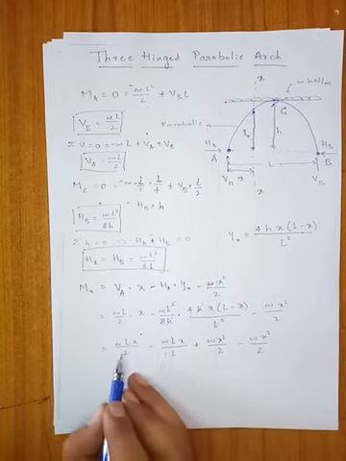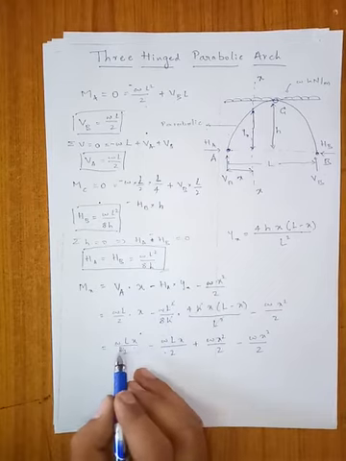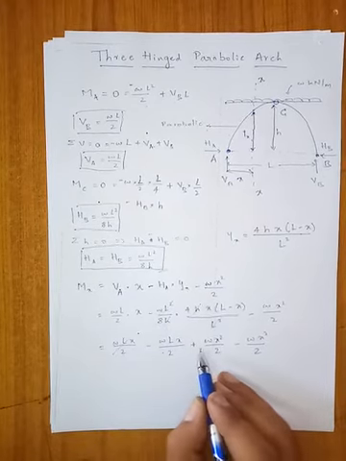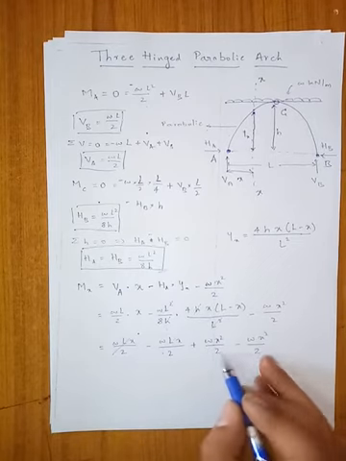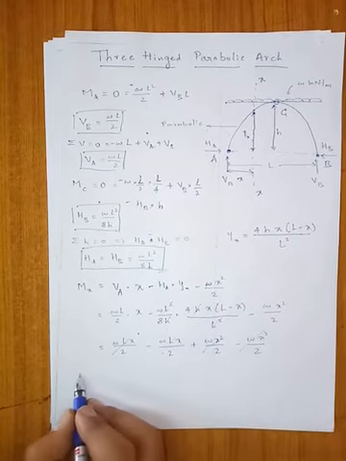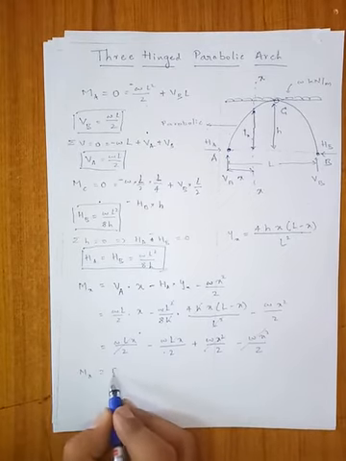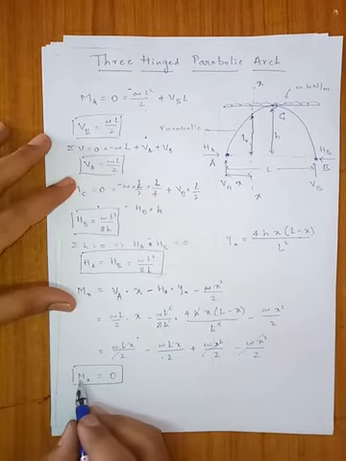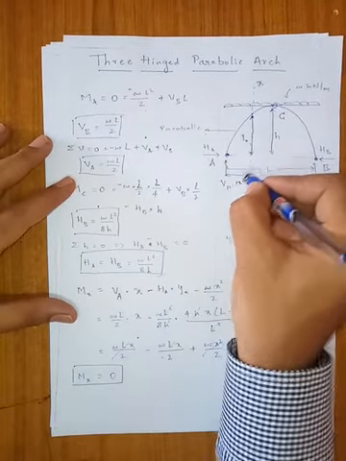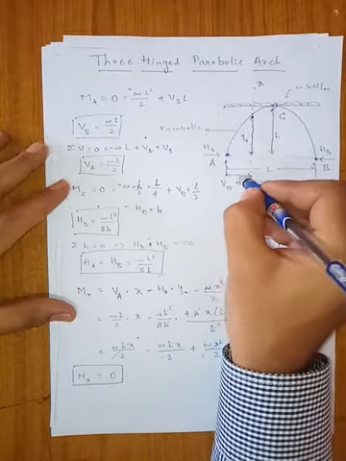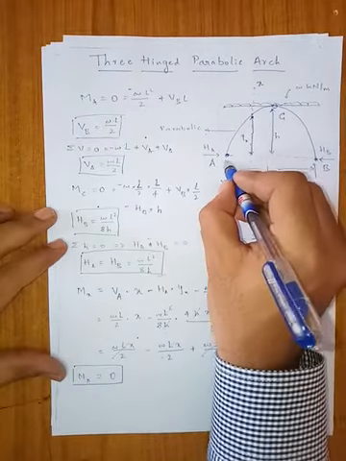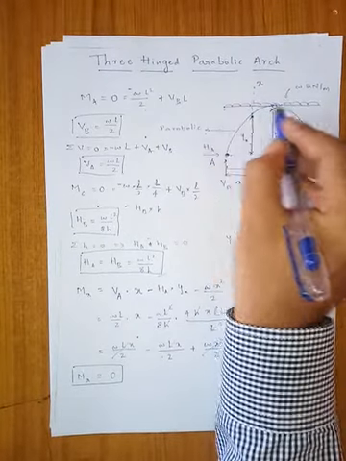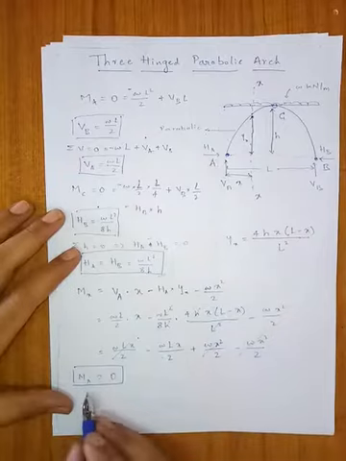Now you can see these two terms are the same but opposite in sign: WLx by 2, WLx by 2. It cancels out each other. Also here we have plus Wx square by 2 minus Wx square by 2. These two cancel out each other. So what is left is 0. So Mx is 0. What does this denote? The moment at any section at distance x from support A of a parabolic arch subjected to UDL throughout the span is 0.